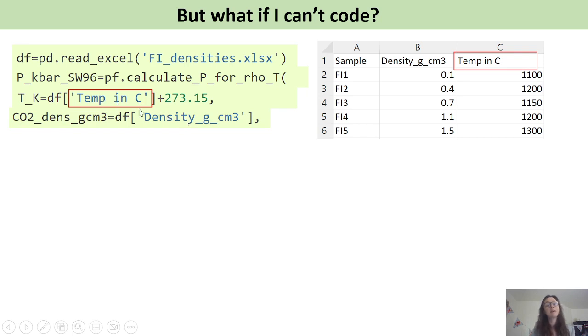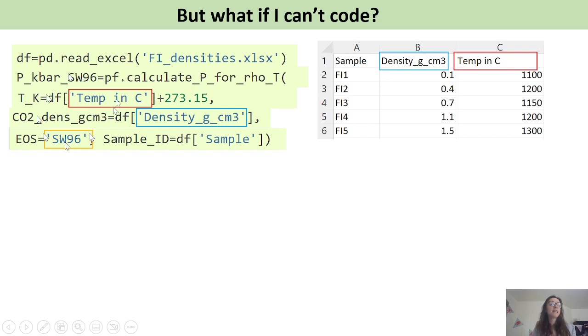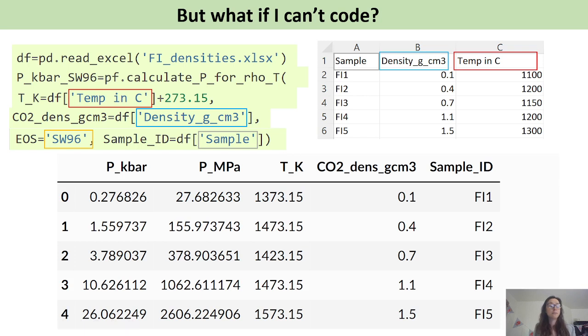Similarly, you simply tell it what column you are storing your CO2 density in. You are then telling it what equation of state you want to use, so you can easily compare different equations of state. And then just to get a nice output, you're telling it where your sample name column is. And it will output a spreadsheet-like format where you have your pressure calculated. So again, you could use this to run 1,000, 10,000 different fluid inclusion pressures and to propagate uncertainty.